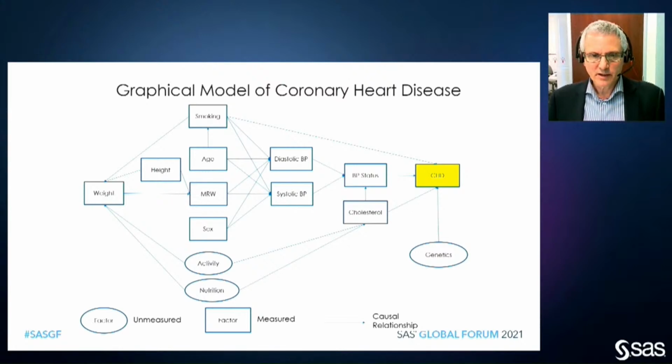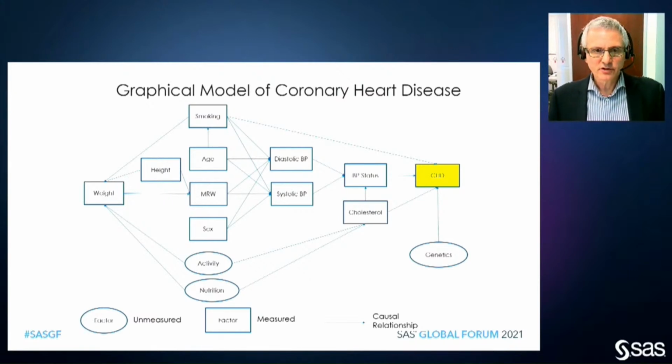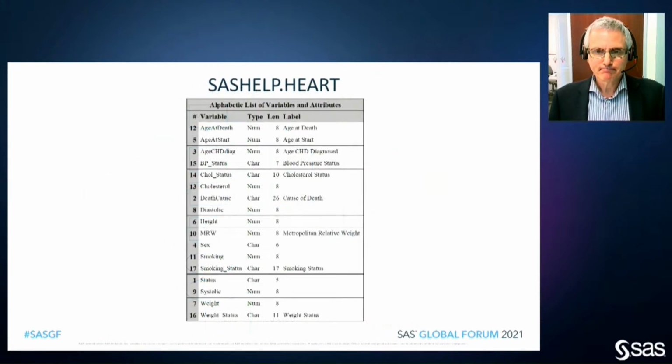And those risk factors might be weight, metropolitan relative weight, which is an alternative to BMI, cholesterol, smoking, and age. For each of these, we can use PROC CAUSALGRAPH to tell us which covariates need to be included in the adjustment set to analyze the risk factors to coronary heart disease.